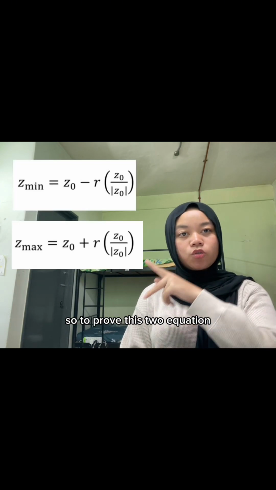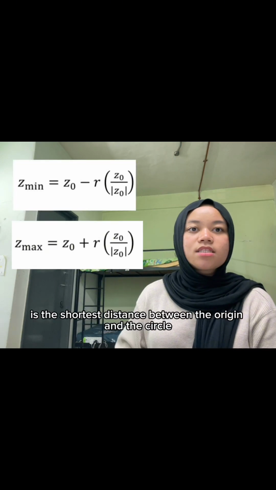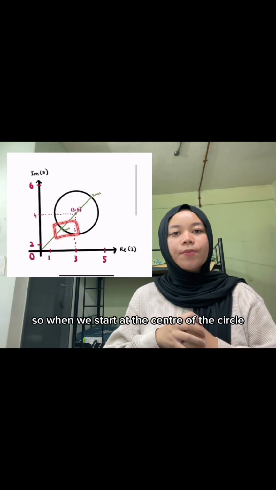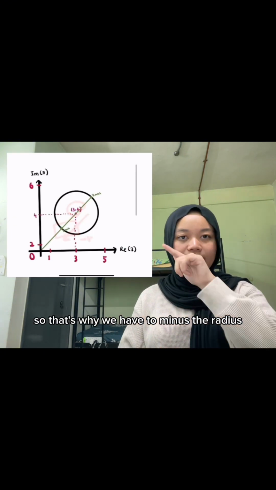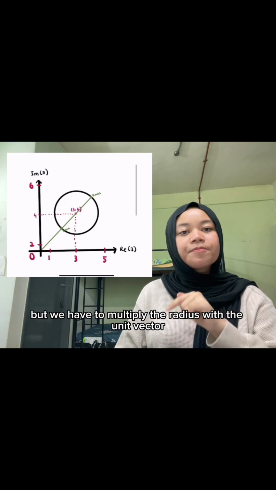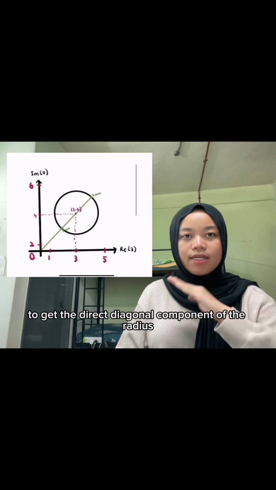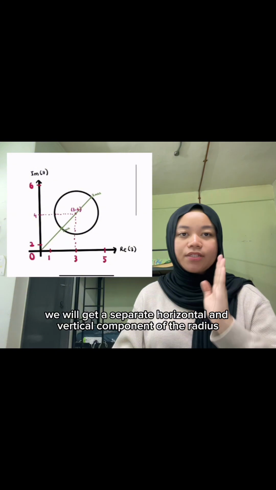To prove these two equations generally, z-min, as we all know, is the shortest distance between the origin and the circle. So when we start at the center of the circle, we have to move back towards the origin. That's why we have to minus the radius. But we have to multiply the radius with the unit vector to get the direct diagonal component of the radius, because if we don't, we will get a separate horizontal and vertical component of the radius.